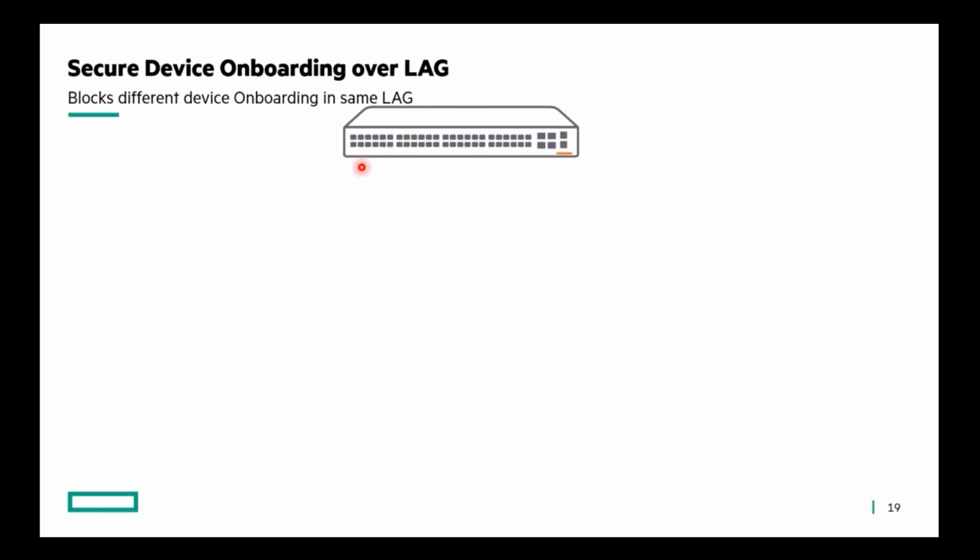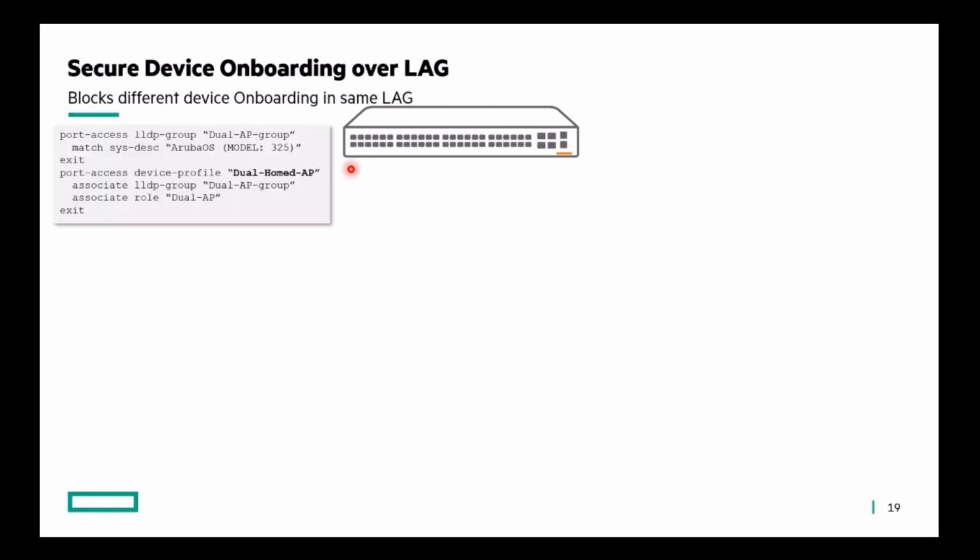The next major thing is how can we protect different devices onboarding in the same LAG? That we call secure device onboarding over LAG. Consider the configuration where I have an LLDP group created with the name dual AP group, and I'm trying to match it with the model, like if it is a 325 AP, then associate a role called dual AP.